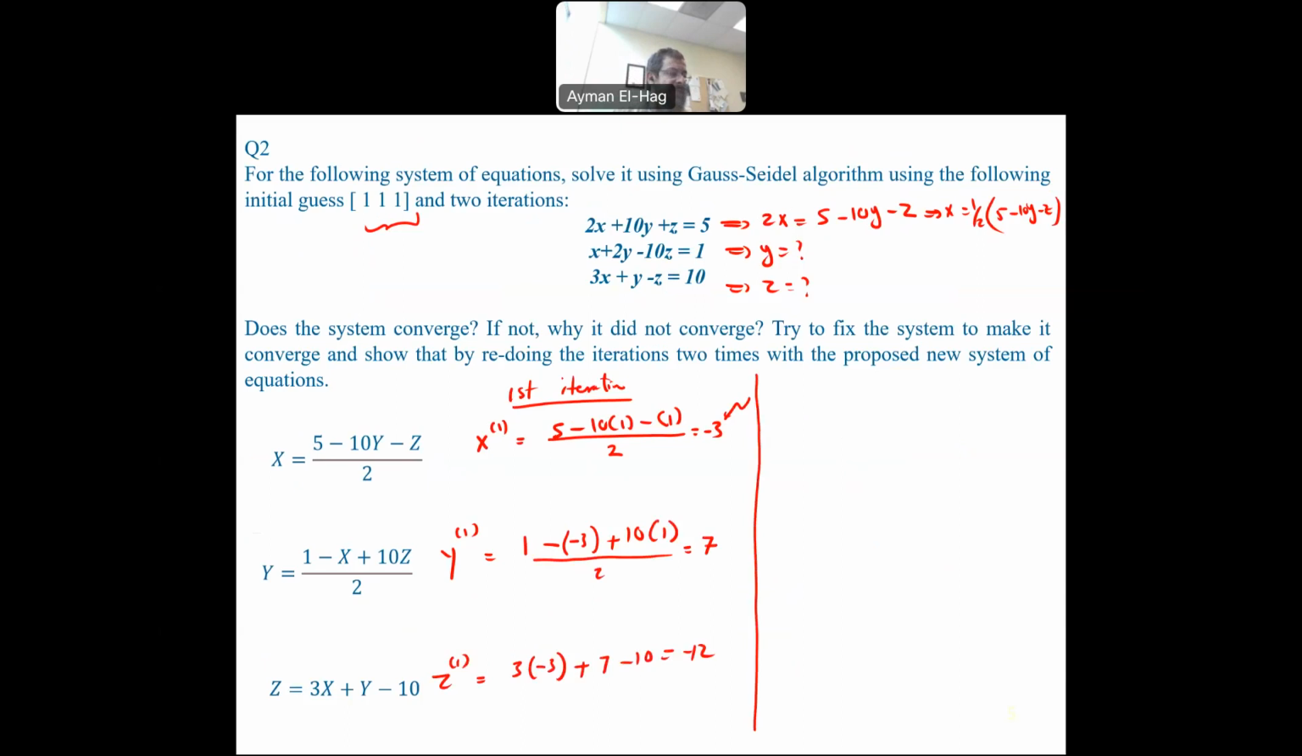Now I will go for the second iteration. I'll see whether my answer starts to converge, or whether it is clearly diverging.